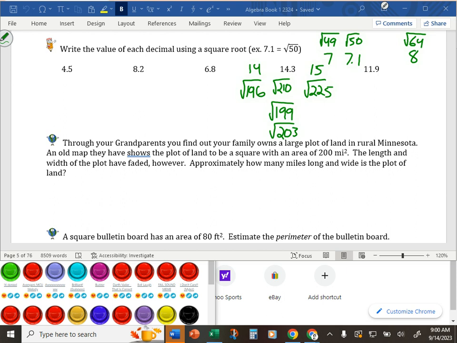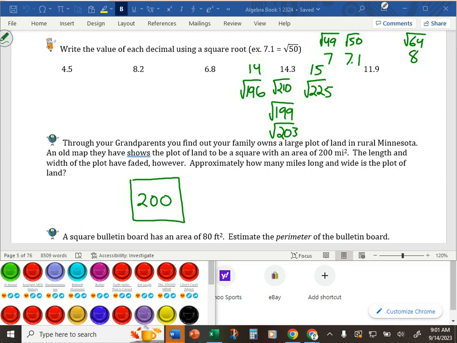Now, when will I ever use this? Why do I care? When will I ever have to possibly estimate a square root? Remember these little globes are like real world application. Through your grandparents, you find out your family owns a large plot of land in rural Minnesota. An old map they have shows the plot of land to be a square, that's convenient, with an area of 200 square miles. The length and the width of the plot, however, have faded. Don't know what the length and the width are. Approximately how many miles long and wide is the plot of land?